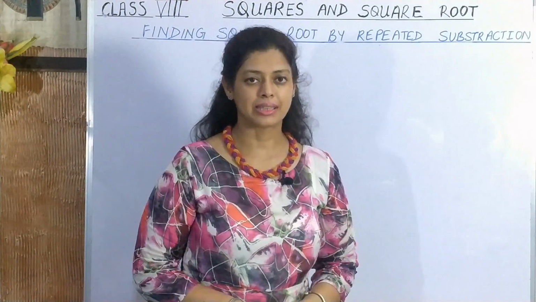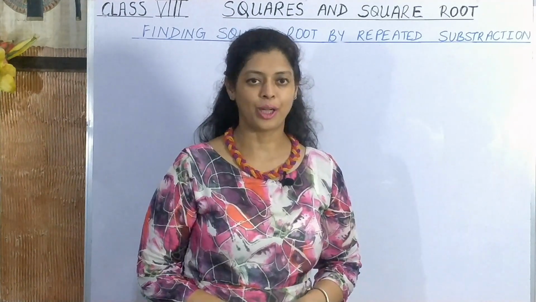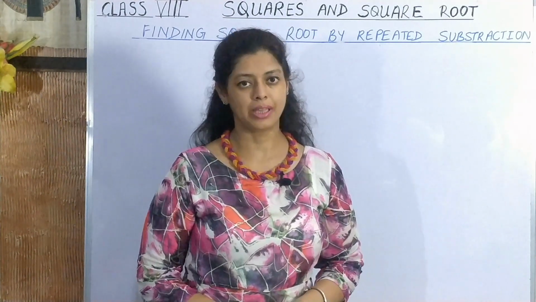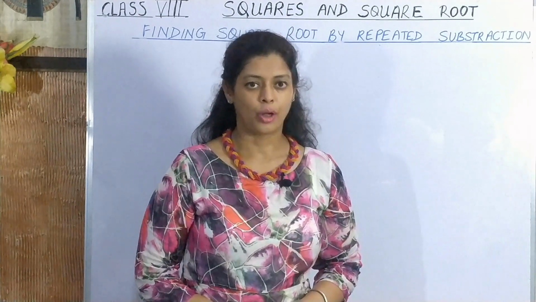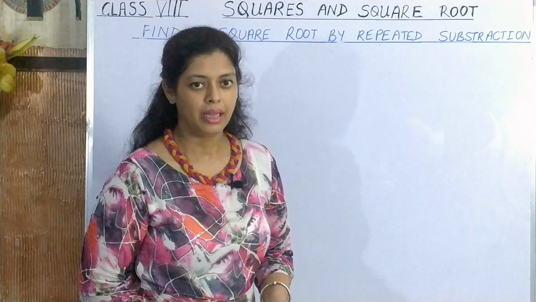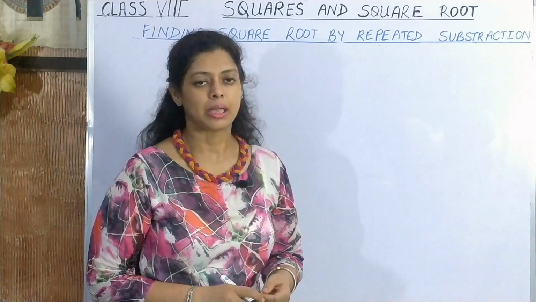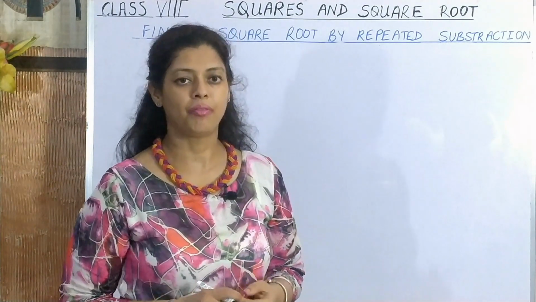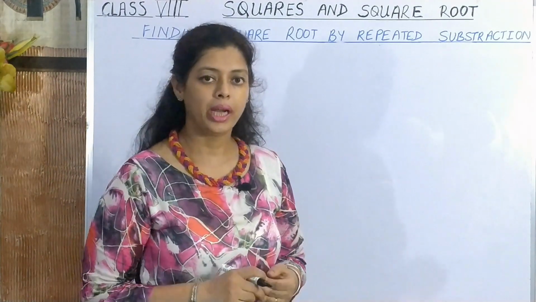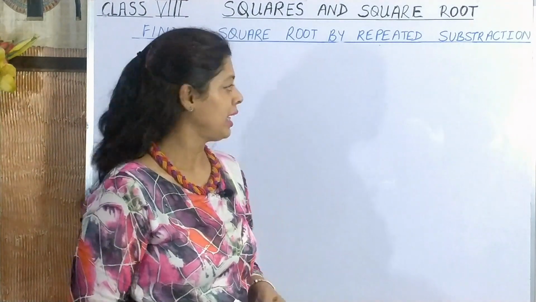In the pattern we discussed just now, we saw how adding successive odd numbers starting from 1 gave us perfect squares. Now the method of repeated subtraction is just opposite to that pattern. In this method, if we are given a perfect square number and we subtract successive odd numbers starting from 1 from that number, we get the square root of that number. To explain this, I'll take an example.